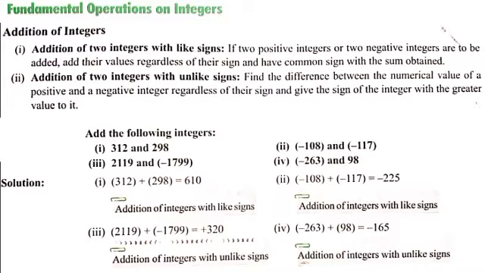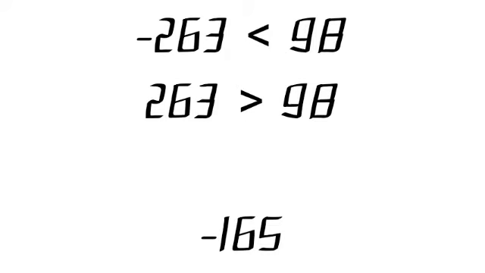If I say it like this, minus 263 plus 98, that is positive 98, it is equal to minus 165. Here, as I said before, minus 263 is actually lesser than positive 98, but we shouldn't consider the sign here. 263 is greater than 98, just see the number. So 263 is greater and its sign is negative. So the answer is negative 165.